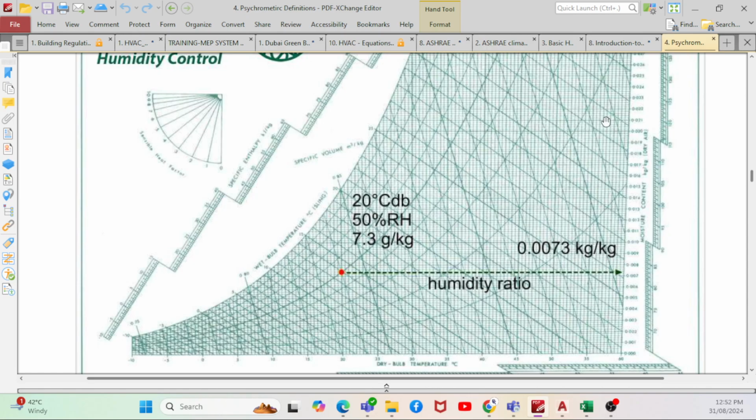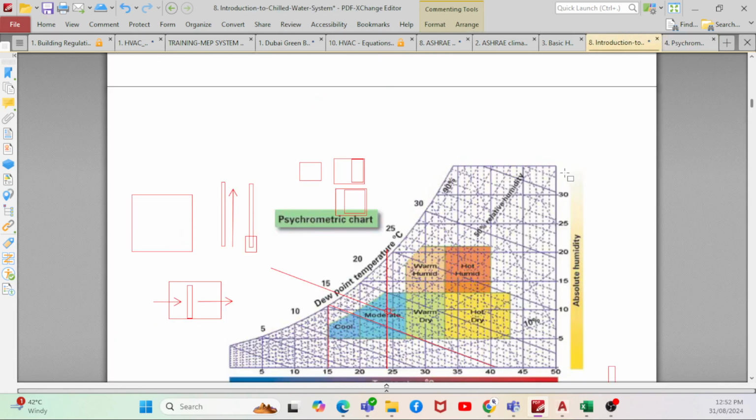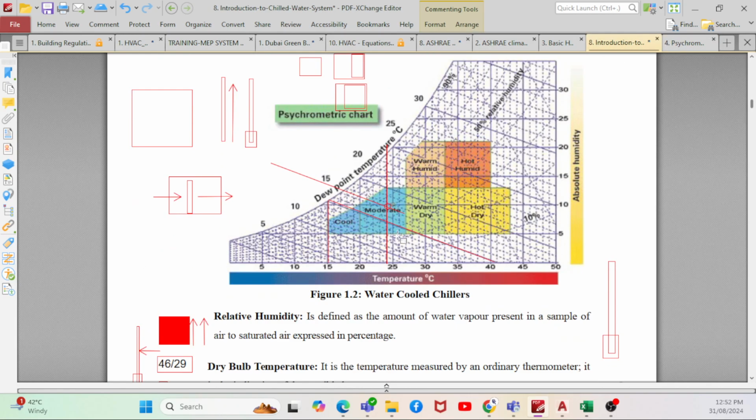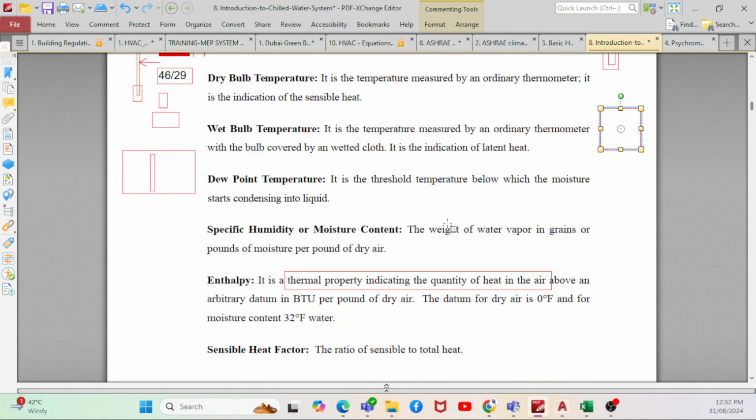So this also we will do in the upcoming calculations. If you see the psychrometric chart, you can see the cold condition, moderate condition, this is warm dry air, this is warm humid, this is hot humid, this is hot dry air, okay. So this is the condition of the air. If you go beyond that, you either feel very hot or you feel like freezing, okay. So this is the condition of the air based on ASHRAE as well.